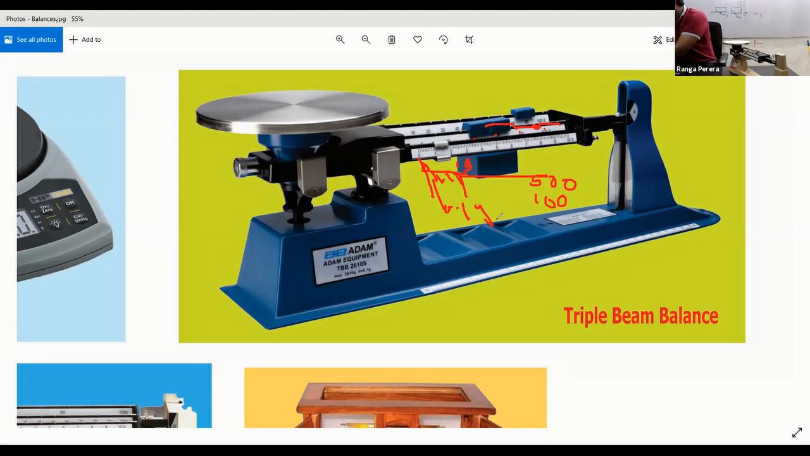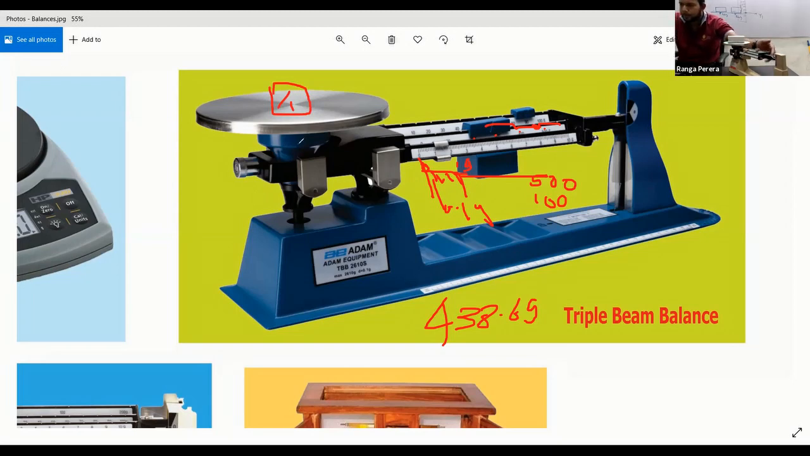I will take an example to make it more clear. Let's say I want to measure something like 438.6 gram. Let's assume it is 438 something, say 438.6 gram. I know the exact mass of that. I keep this at 400 gram, then 438.0 gram here.